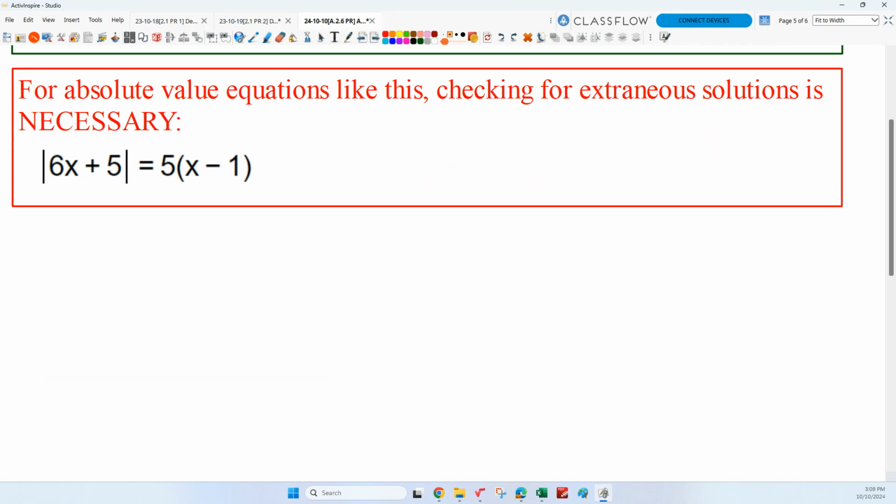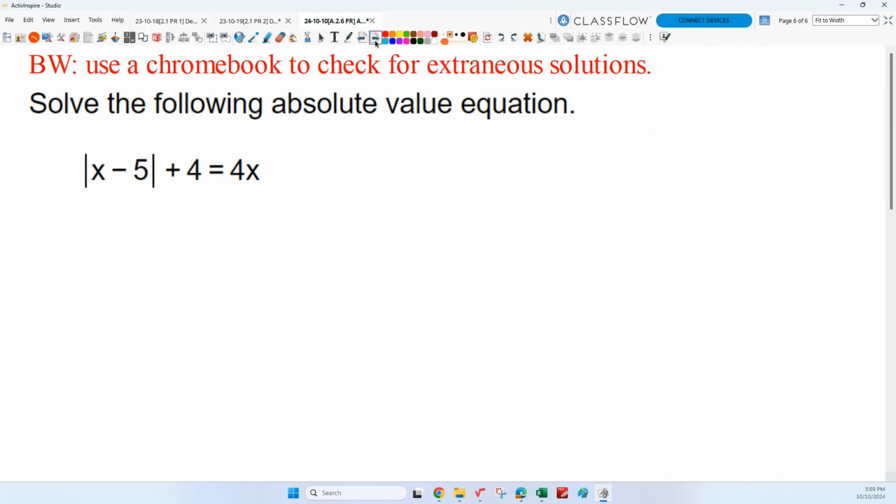Could work out. Okay, so try one of these and then I'll let you work. Go to the boards and try that. One person, bring a Chromebook so you can check for extraneous solutions on a Chromebook.